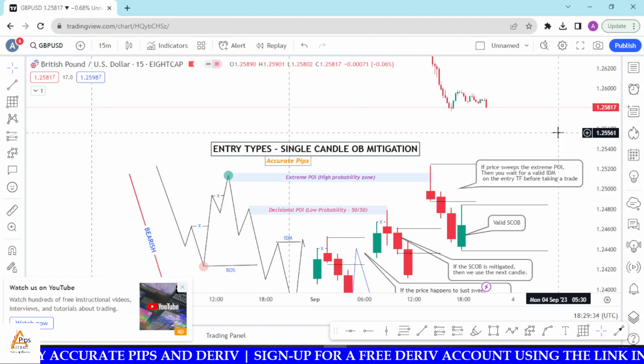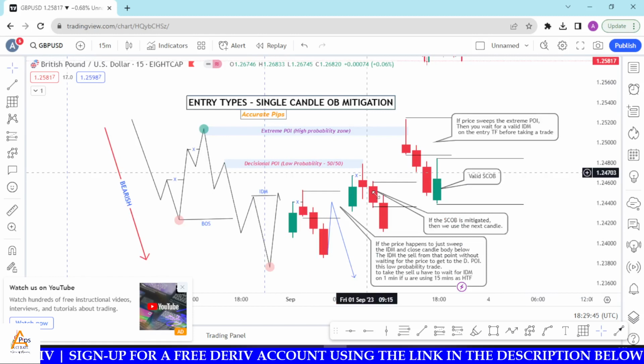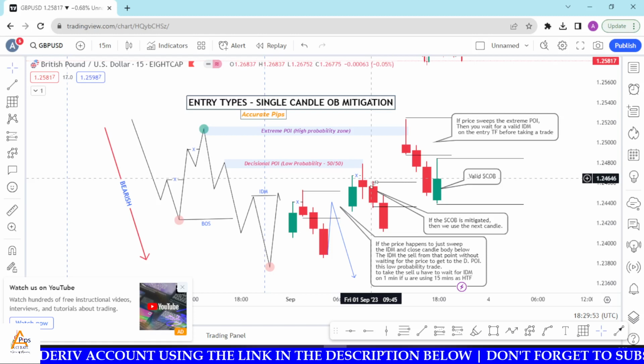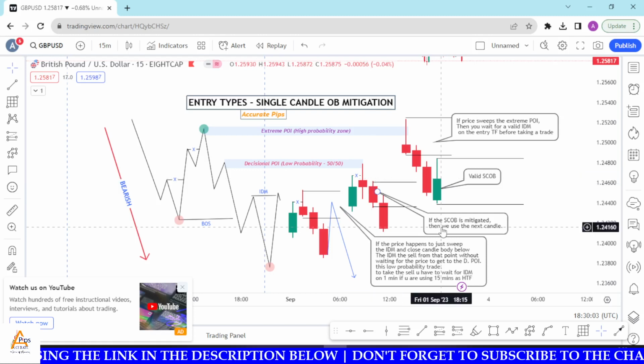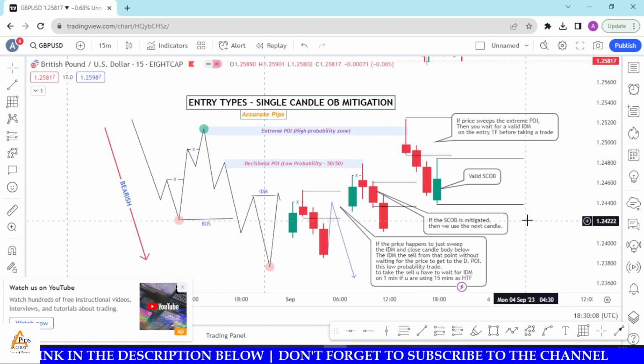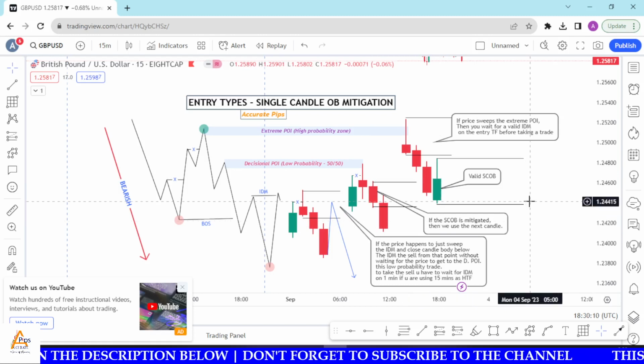Okay, so as we are seeing here, this one was mitigated, so we are using it as our order block. This is also an IFC or point of interest. Then this one didn't sweep the high of this one, but we use it as our valid order block, which is also an IFC. That is why I am saying that we have IFCs that are single candle and we have IFCs that are not single candle order block. Hope that is understood.